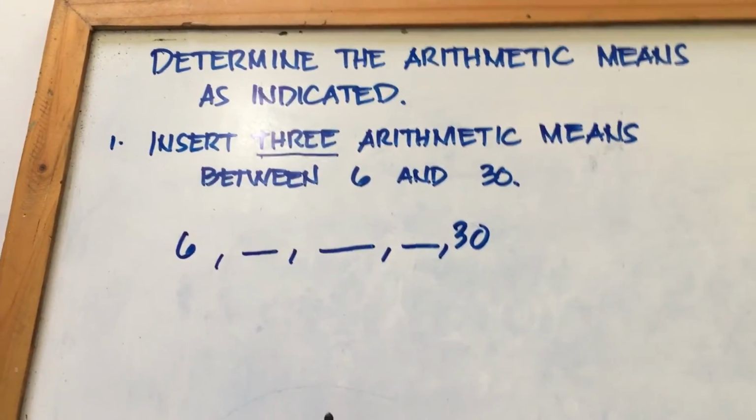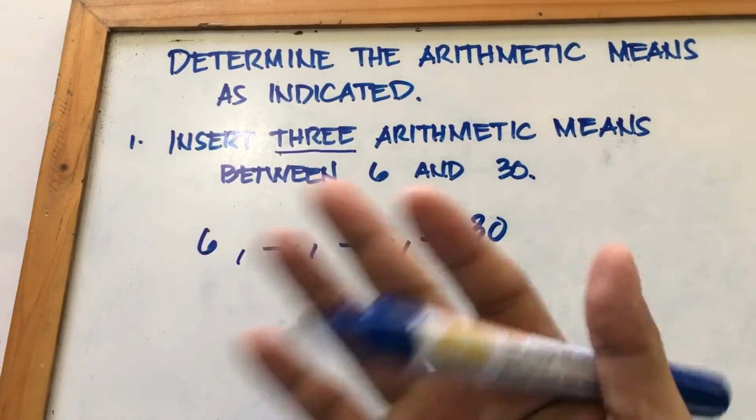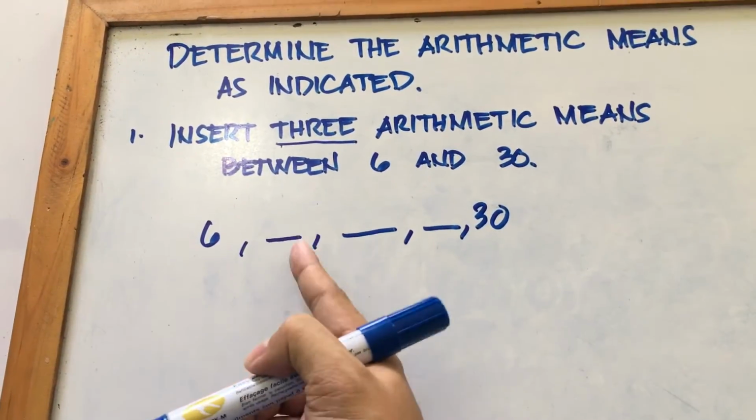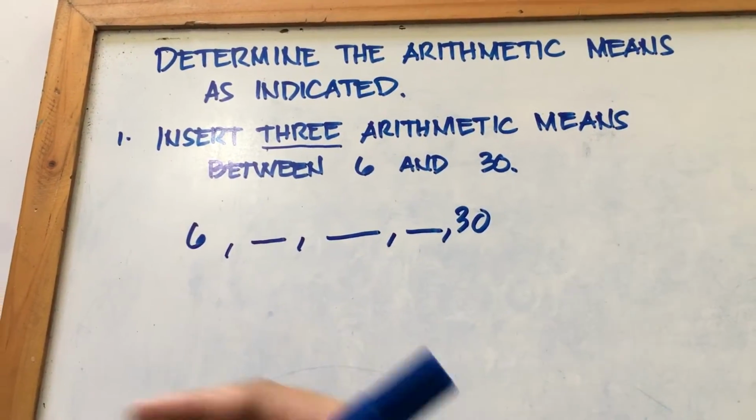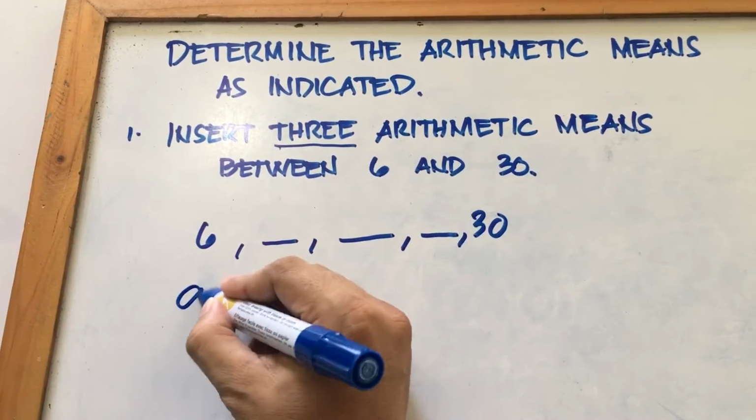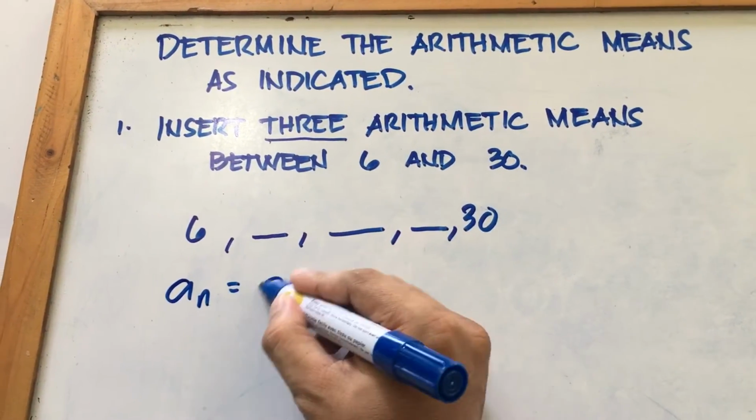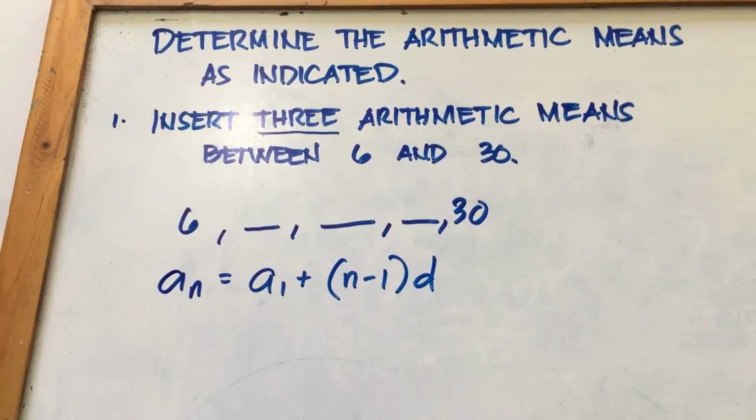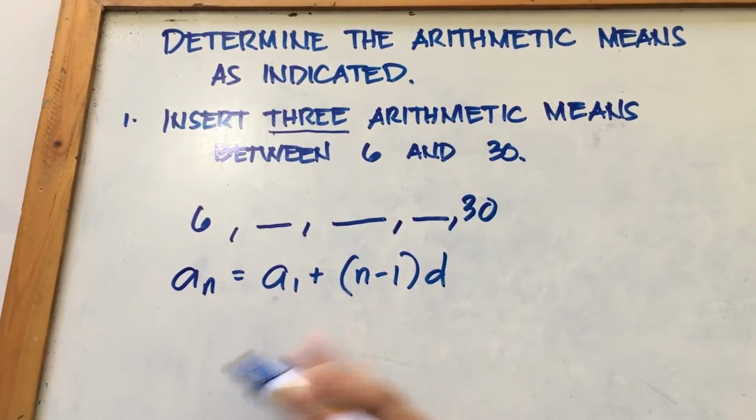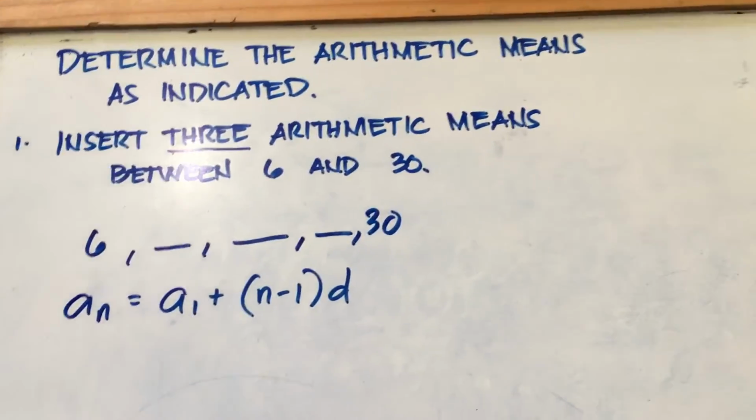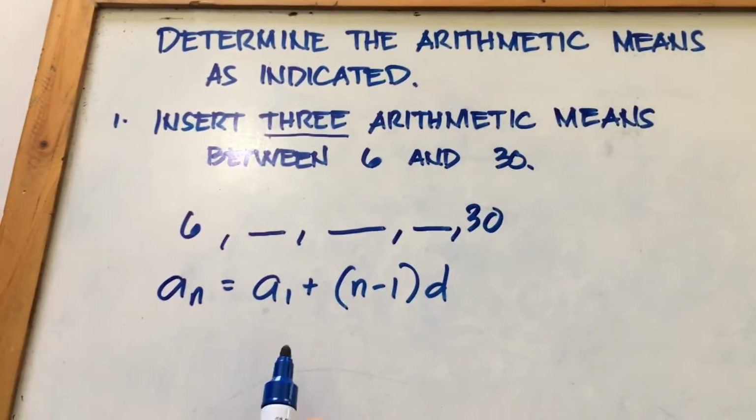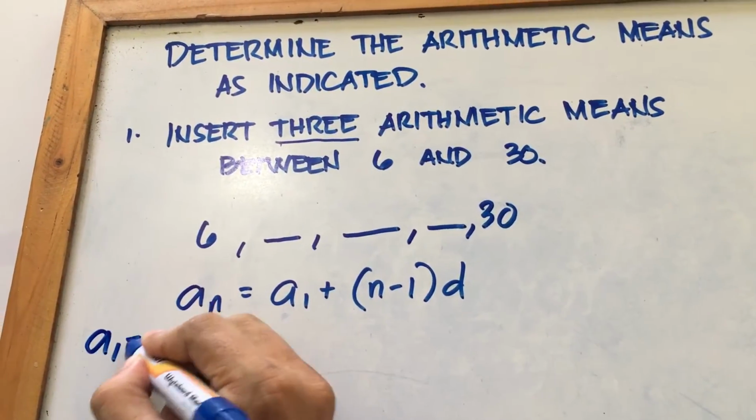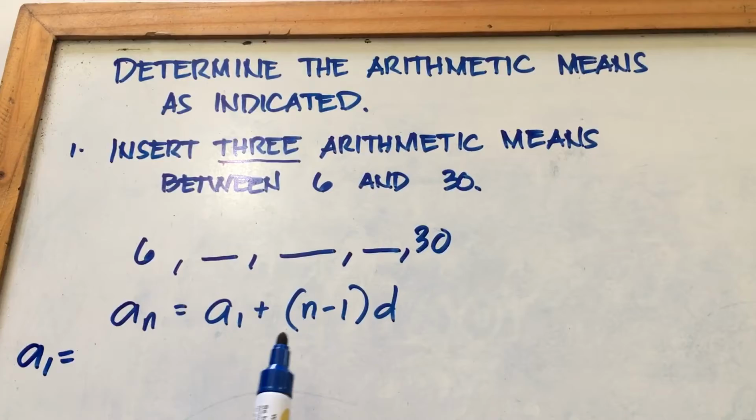Now, since this is more on arithmetic means, we can also use the arithmetic sequence formula in solving for the 3 arithmetic means. If you can still recall, the arithmetic sequence formula is a sub n is equal to a sub 1 plus n minus 1 times d. Our first step is to identify the value of your a sub 1. Your a sub 1 is the first term of a given sequence.